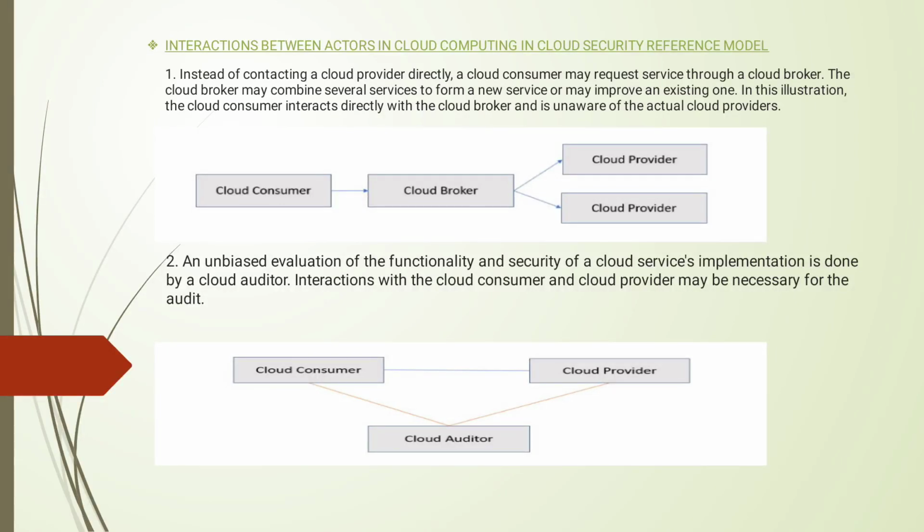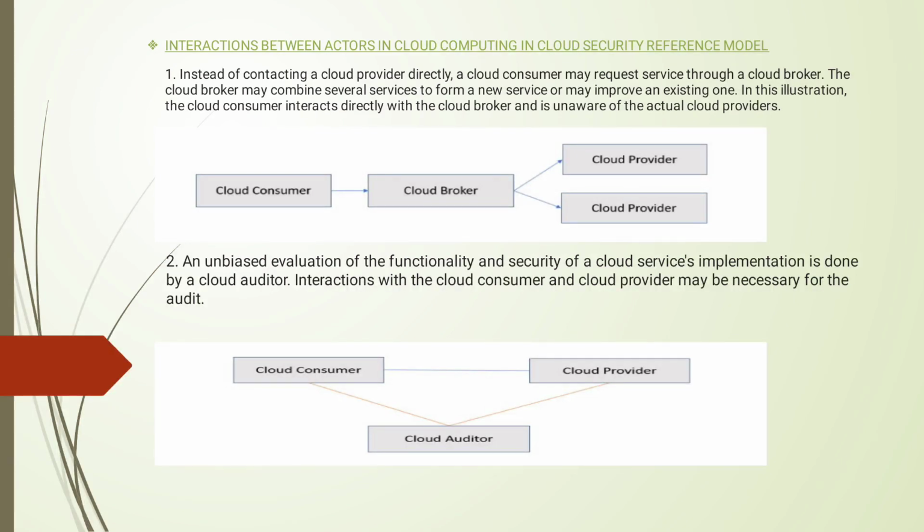Next, we will see the interaction between actors in cloud computing in the cloud security reference model. First point, instead of contacting a cloud provider directly, a cloud consumer may request service through the cloud broker. The cloud broker may combine several services to form a new service or may improve an existing one. In this illustration, the cloud consumer interacts directly with the cloud broker and is unaware of the actual provider.